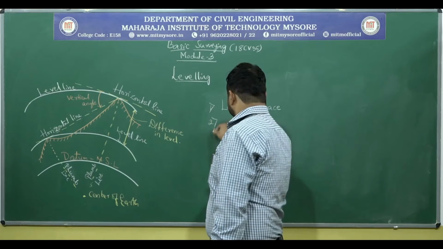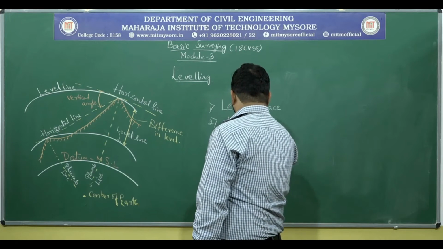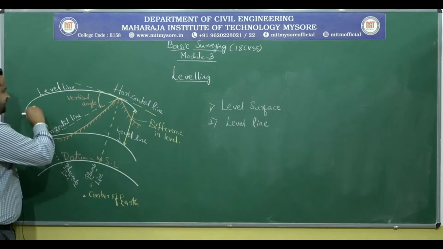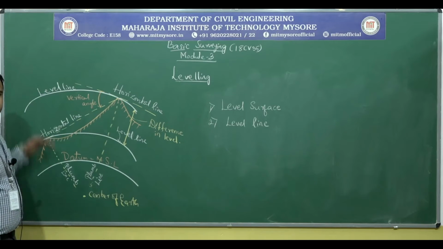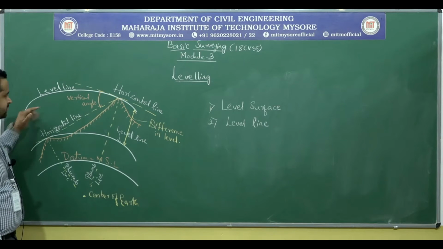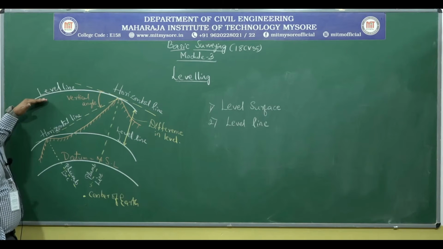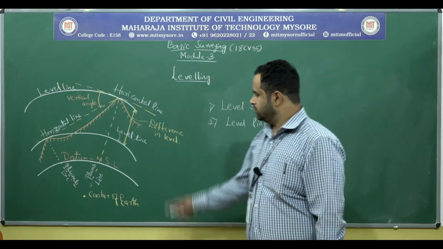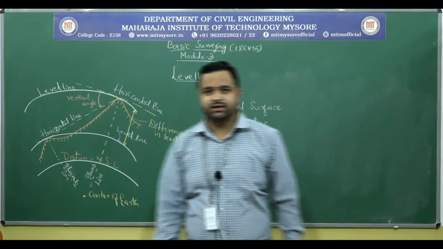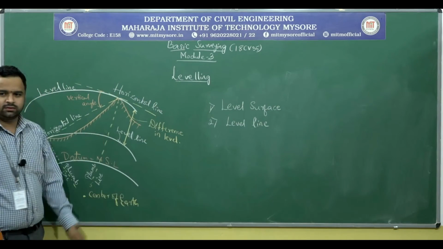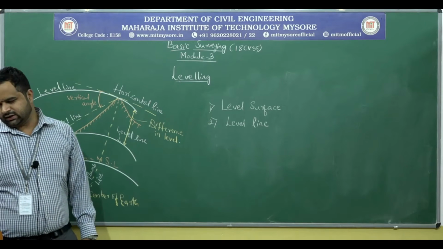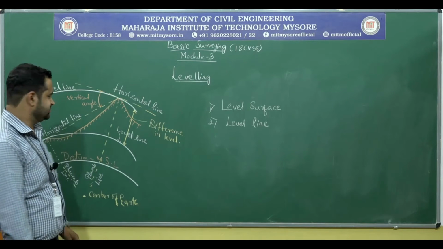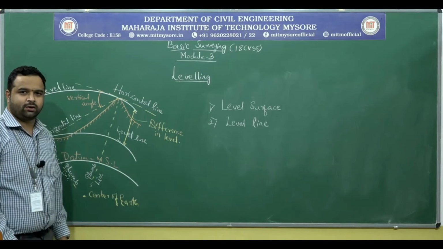Next is level line. What is level line? Any line which is drawn on the level surface is called a level line. So, you know what a level line is now. If you observe the figure, a level line is a line lying in a level surface. It is therefore normal to the plumb line at all points.